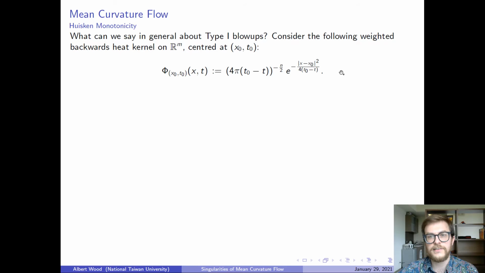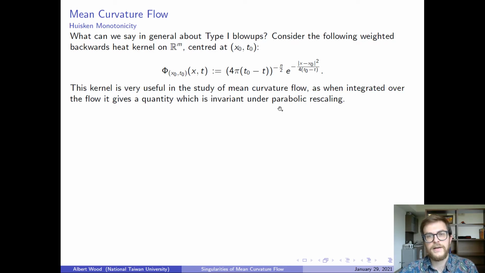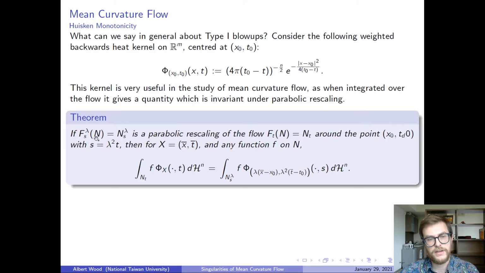And the reason that this is a sensible quantity to consider is that it has this parabolic rescaling symmetry. So here's the theorem. If we have a flow f_t and a rescaled flow f_lambda(s), rescaled around some point x0, t0 (sorry, there's a typo here, this should be a t0), with the new time related to the old time by lambda squared, then we have this relation between the integral of this weighted backwards heat kernel over M_t and the integral of the backwards heat kernel over the rescaled manifold. And we can also throw in any function on the abstract manifold here if we like.